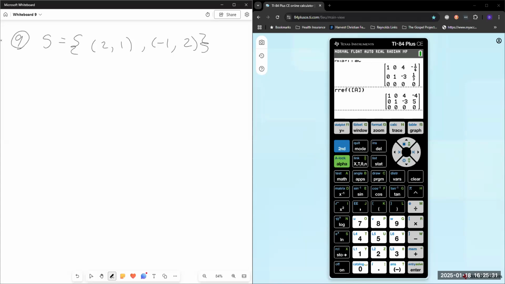So I'm going to test for linear independence here to see if the determinant of this is 0. Writing the column vectors 2, 1, negative 1, 2, and testing here, 4 plus 1 is 5, which is not 0. They're linearly independent, and span R2.